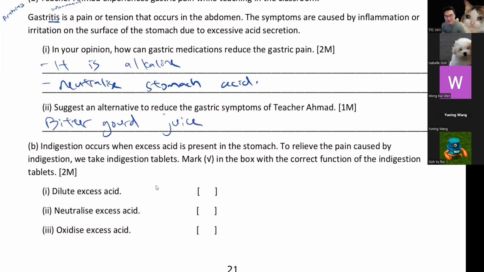Because it's alkaline. Guys, I don't accept drink soap here. Please don't be dumb. Sir, can I drink soap to neutralize my stomach acid? You can. What's so bad about bitter gourd juice? Hey, guys, bitter gourd juice is very healthy.